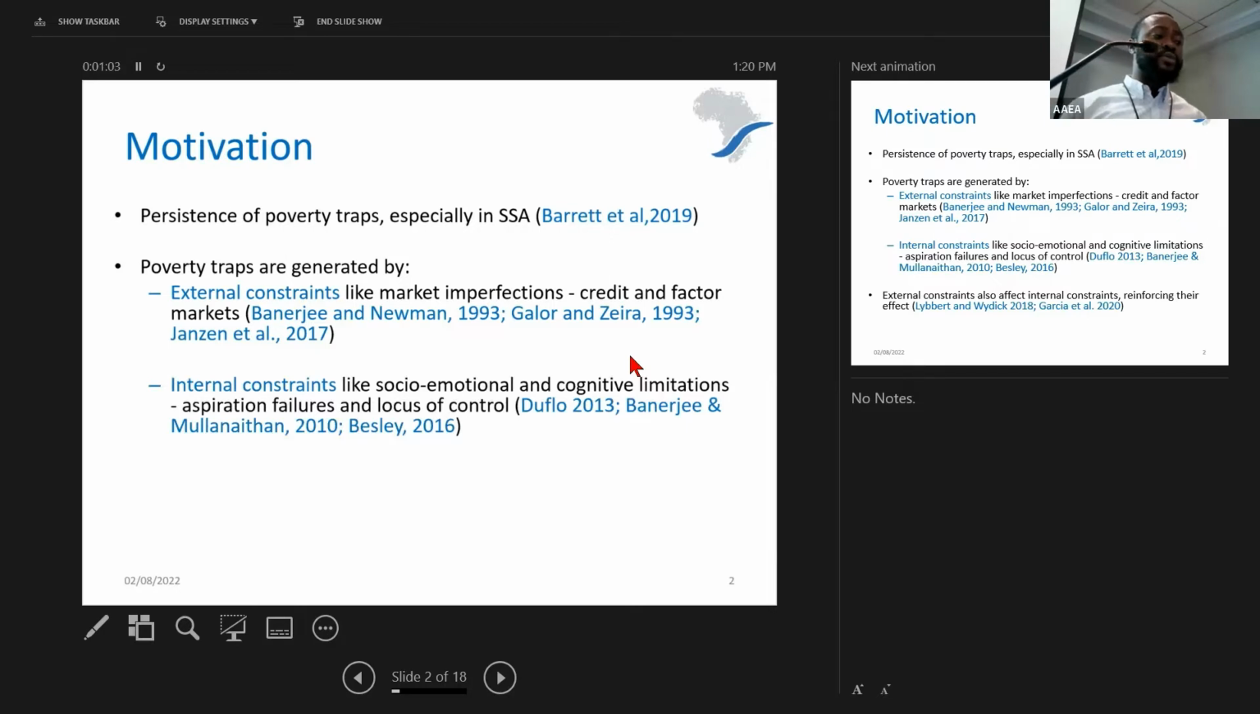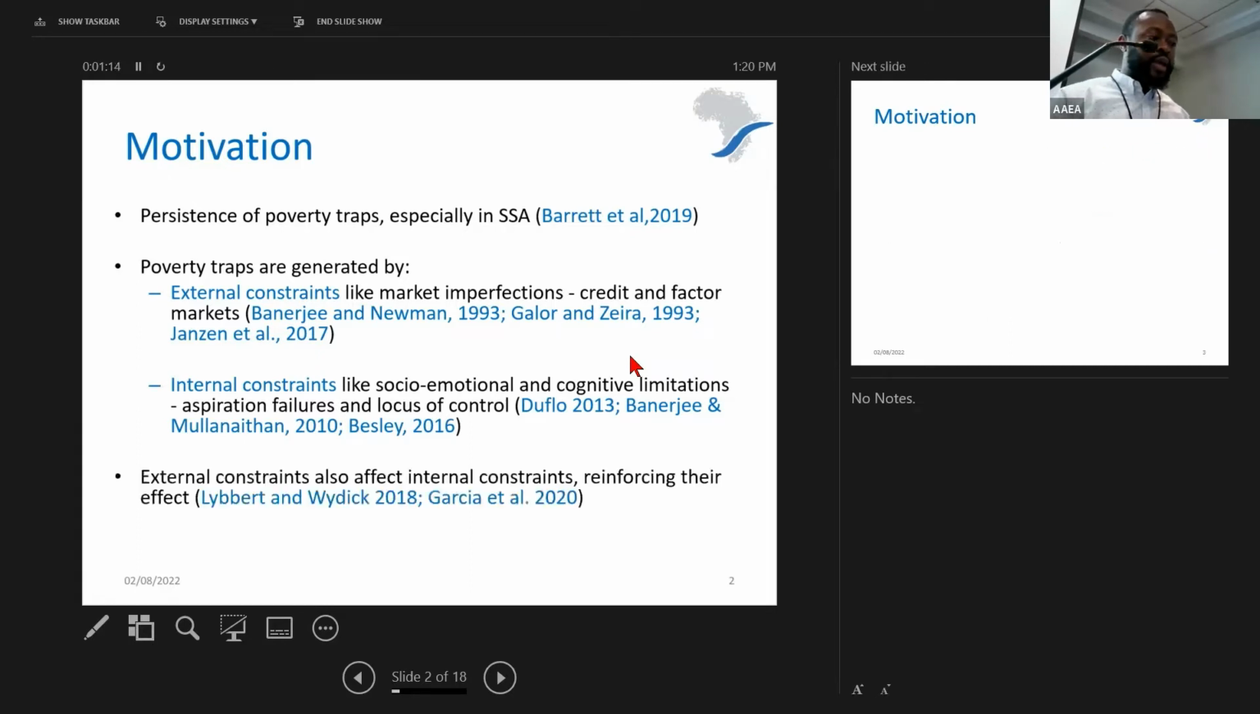This involves socio-emotional skills, but also cognitive limitations, things to do with aspirations, locus of control, self-efficacy, that also hinder poverty. And it's very likely, as Travis Lybbert highlighted, that these external constraints could also be working directly on these internal constraints. So you could be very poor and it affects you. And if one is thinking about it that way, it's highly unlikely that one exits poverty without aspiring to leave poverty.